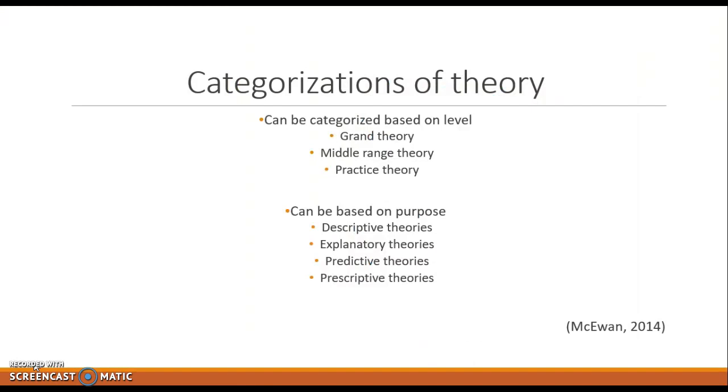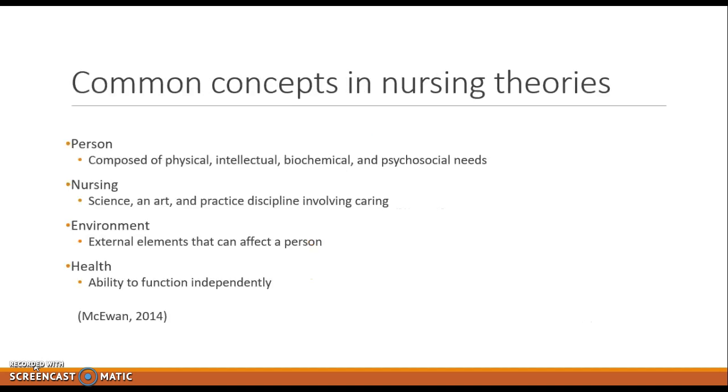As we know, there are different categorizations of theory. They can be categorized based on level, which we learned in chapter 2 or week 2. So we have grand theories, middle range theories, and practice theories. Or they can be based on purpose, so we have descriptive theories, explanatory theories, predictive theories, and prescriptive theories. I'll go into what each one of these types of theories are.